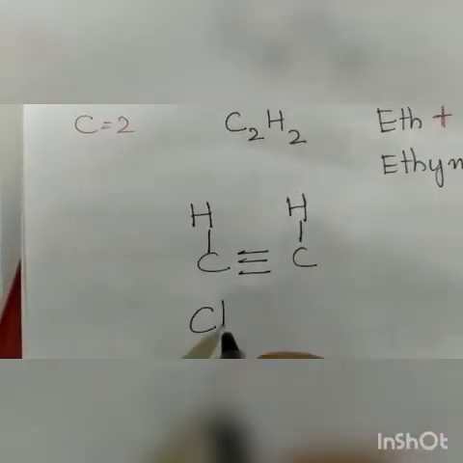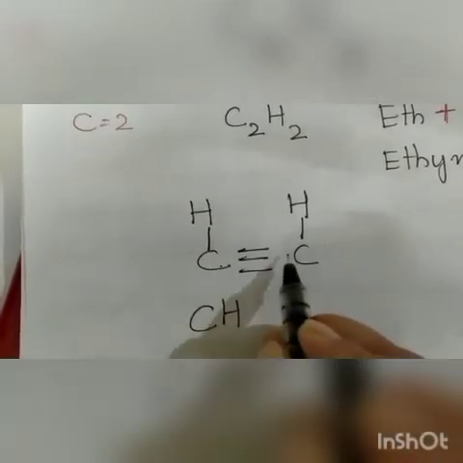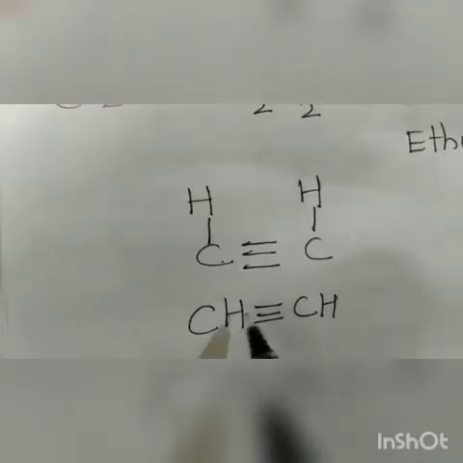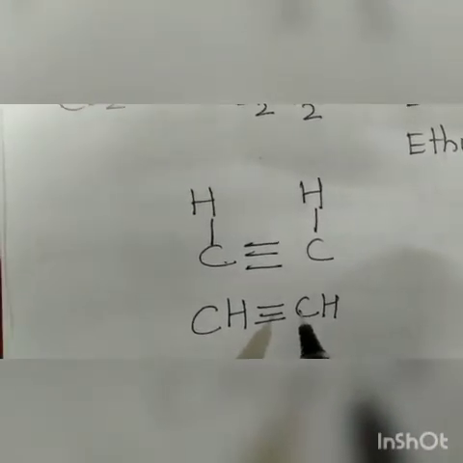And in the condensed form or shorter form, you will write CH, triple bond, CH. Between this C and this C, there is a triple bond. We write it like this, but it does not mean that hydrogen and carbon are attached with a triple bond. It means carbon and carbon.